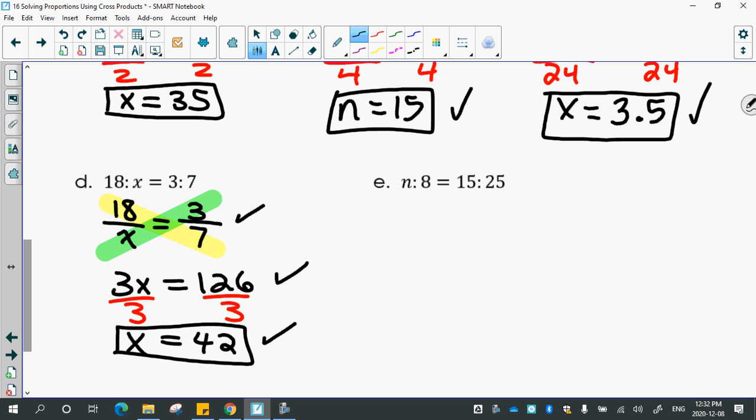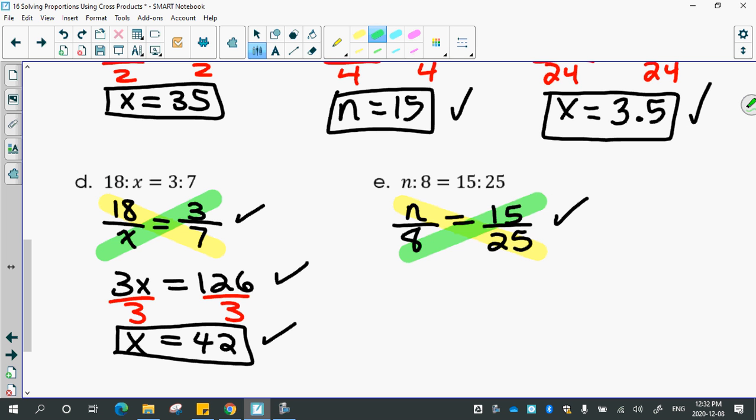Divide by 25. Okay, so I see this. There's your first mark. Okay? And some people aren't using the highlighter anymore. They're fine. That's great. 25n equals 8 times 15. 120, there's your second mark.